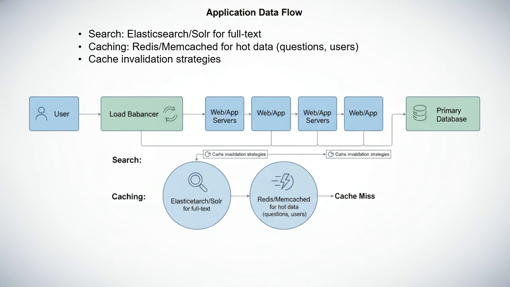Complementing search, caching is absolutely critical for performance. We can use an in-memory store like Redis or Memcached to cache hot data, frequently accessed questions, popular tags, user profiles, or even search results. Implementing a robust cache invalidation strategy, such as time to live (TTL) or event-driven invalidation, ensures data freshness while minimizing database hits for repeat requests. This combination significantly reduces latency and database load.